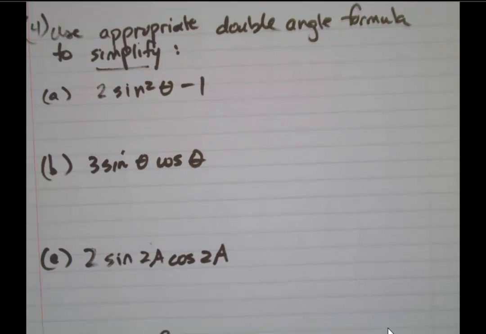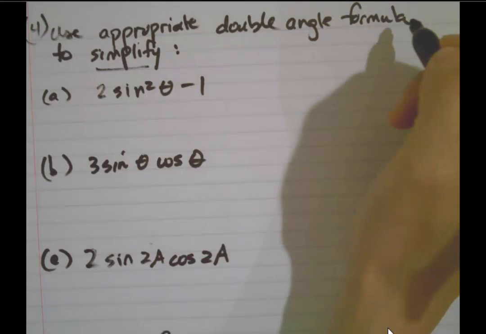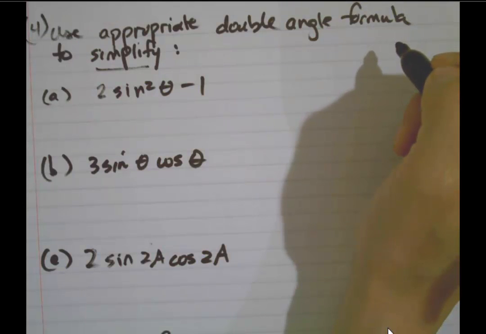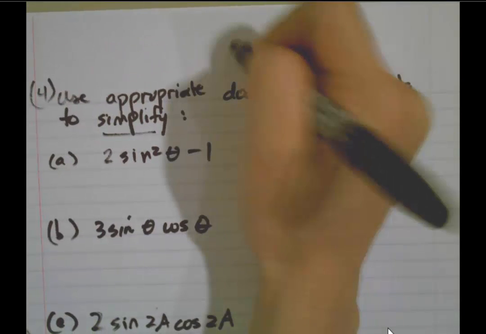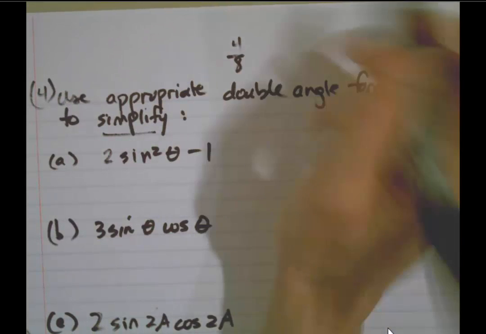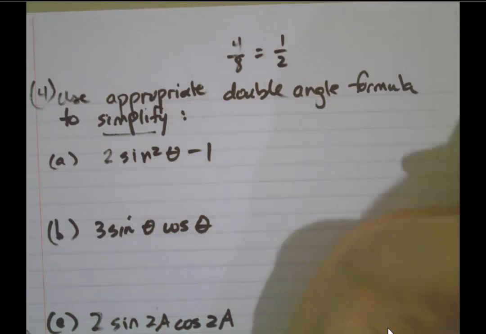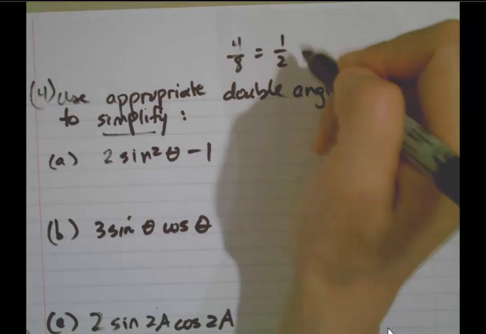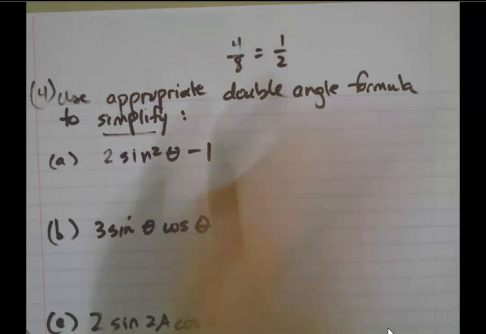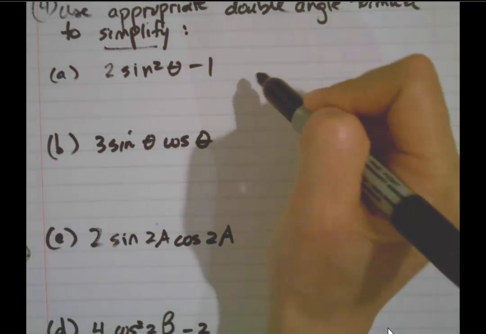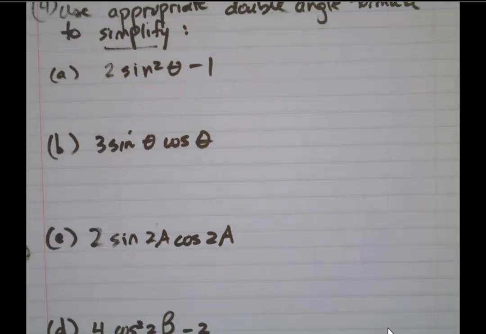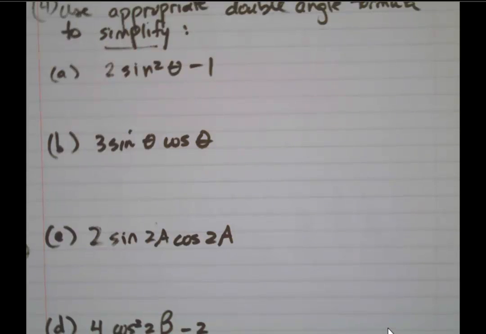Okay, for our last example, we're going to use the appropriate double angle formulas to simplify. And simplify simply means, for example, if you had a fraction 4/8, when you simplify it, you get an equivalent expression, but the numbers are smaller, but they have the same value. So in this case, we're going to make it equal to an equivalent expression, but basically it'll take up less space, or it just looks cleaner.